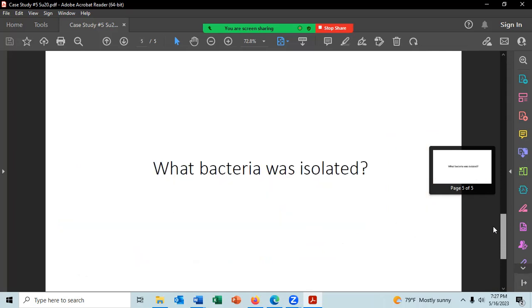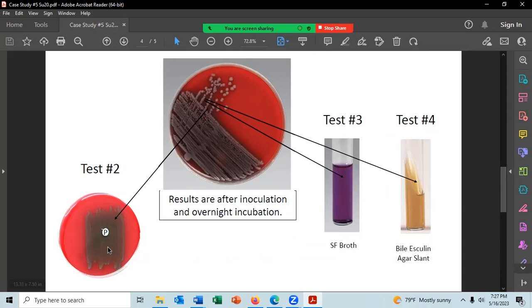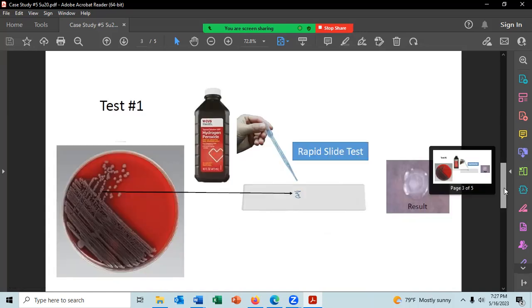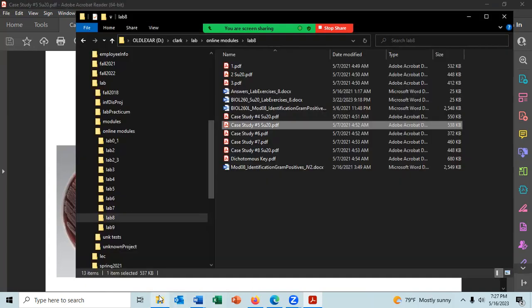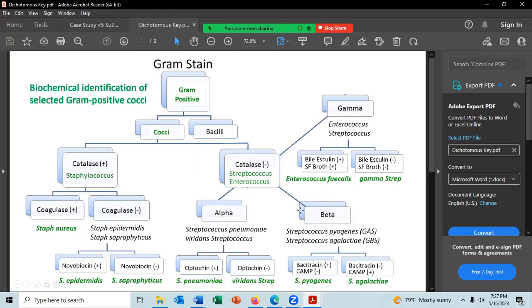And what bacteria was isolated? There's also a test here. What does P stand for? Does anyone remember? Let me go to the worksheet. Actually, let me go to the dichotomous key. So it's a cocci. It's catalase negative. And then it's alpha hemolysis. So that means it's not gamma, because this is gamma hemolysis. Okay. So it's either Streptococcus pneumoniae or viridans streptococcus, and it's optochin positive or optochin negative.